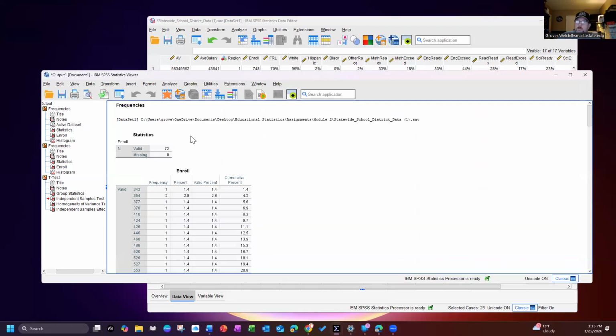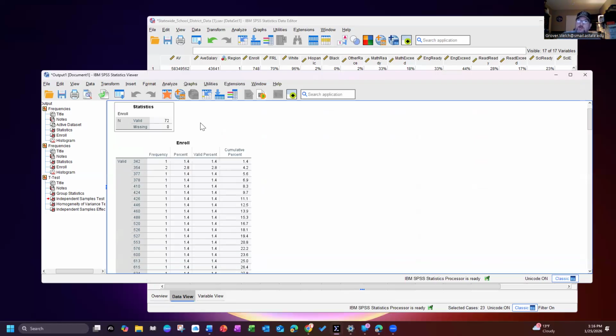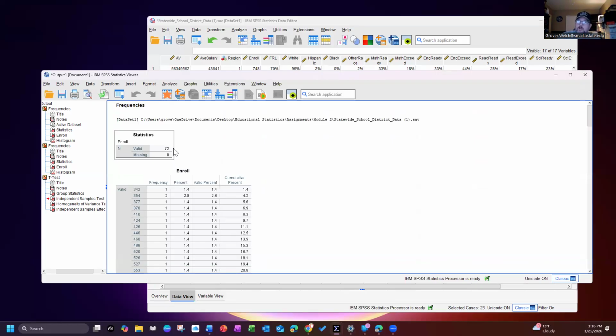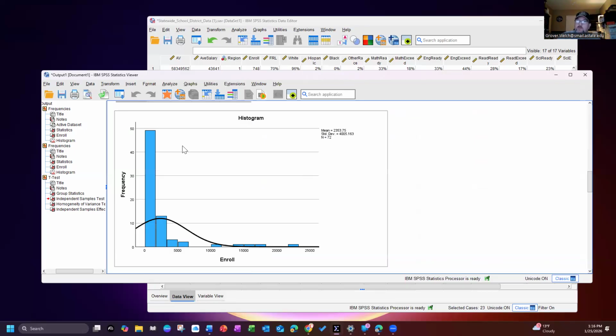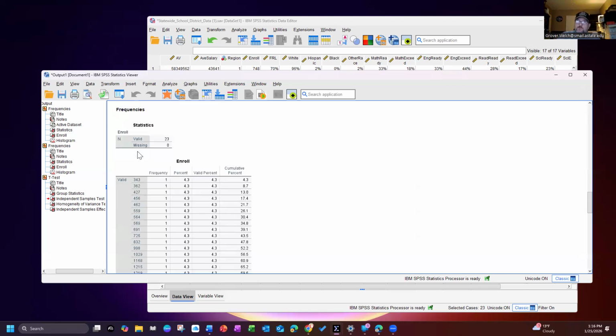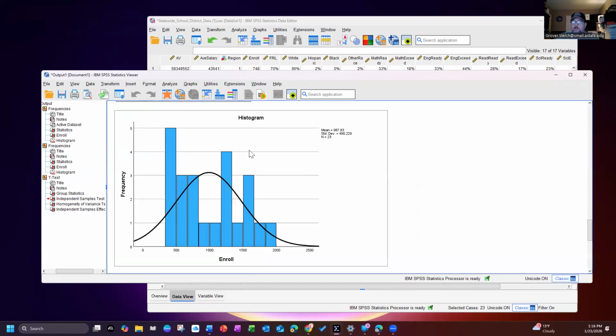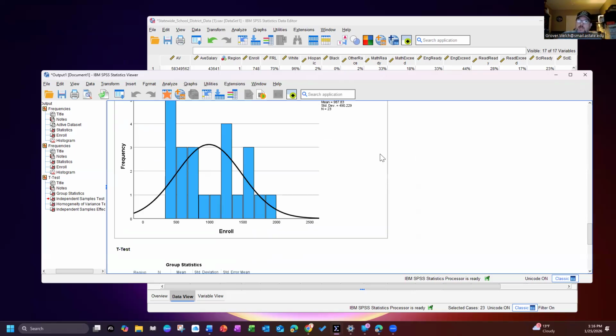This gave me my basic statistics. Region 1 had a valid N of 72, and my histogram was very far to the left, not normal. For Region 5, my N was 23, and my histogram was still not normal, with a lot out of whack, and actually the lowest point right in the middle of my bell curve. So I did not have two normal sets of statistics.